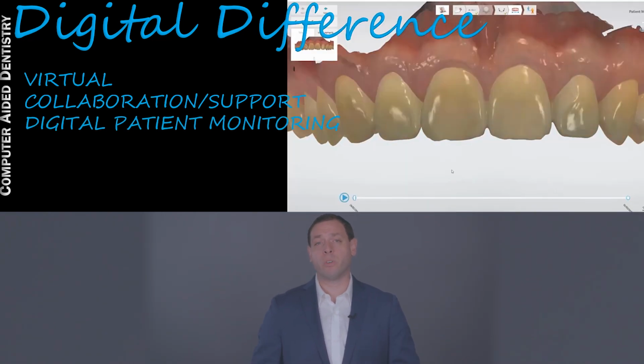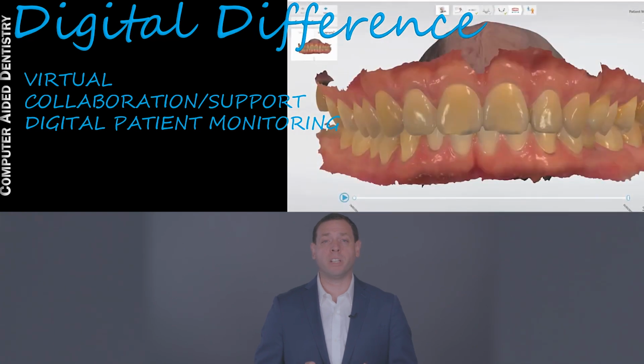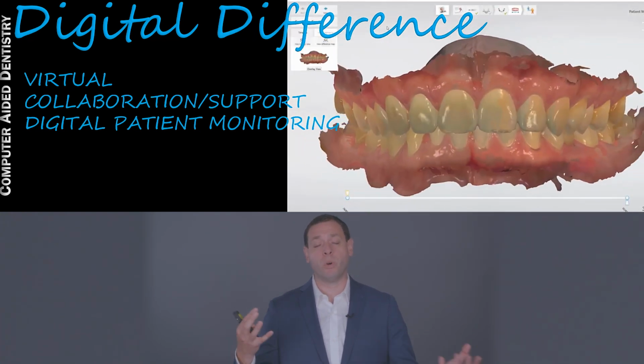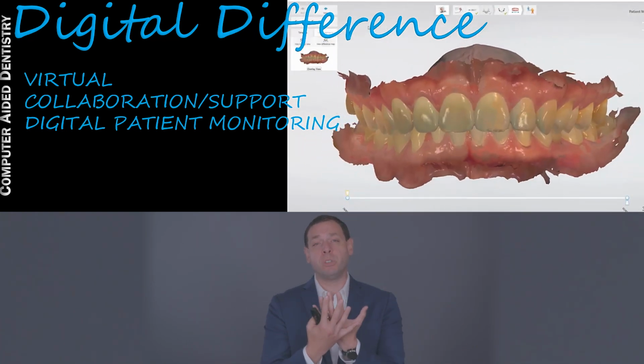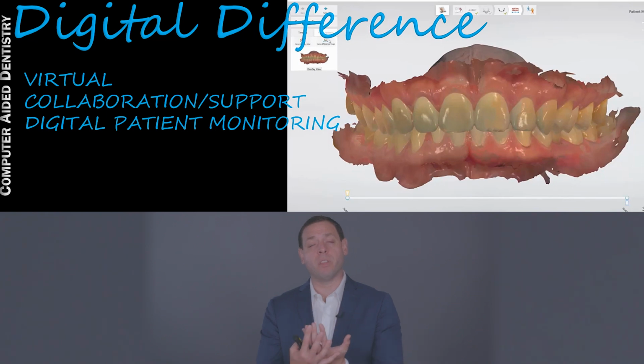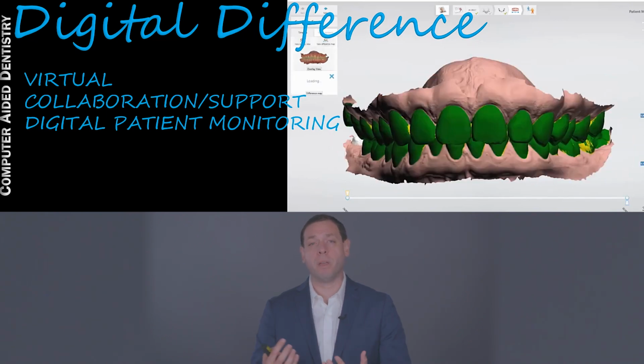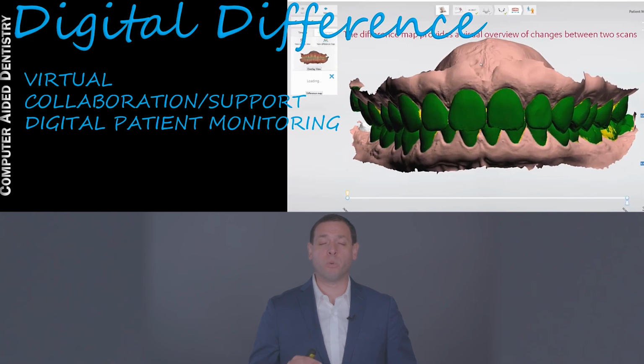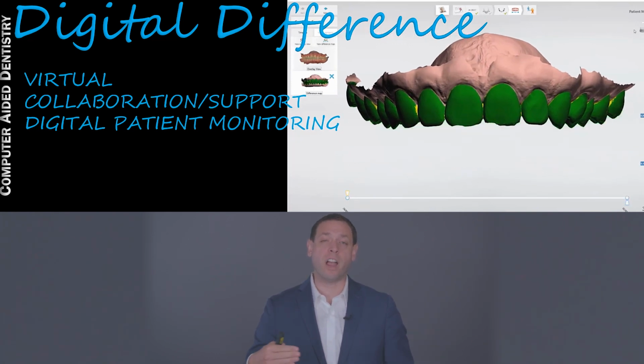The next trend that we're seeing as part of our ecosystem is the ability for us to use scans from different points of time and visually see the changes that are happening within these patients over time. And we call that patient monitoring. And this is so important because this allows the patients to visually understand the changes that are happening within their mouth.